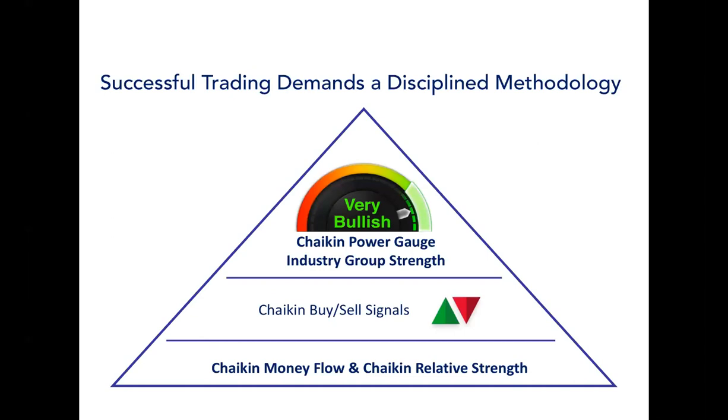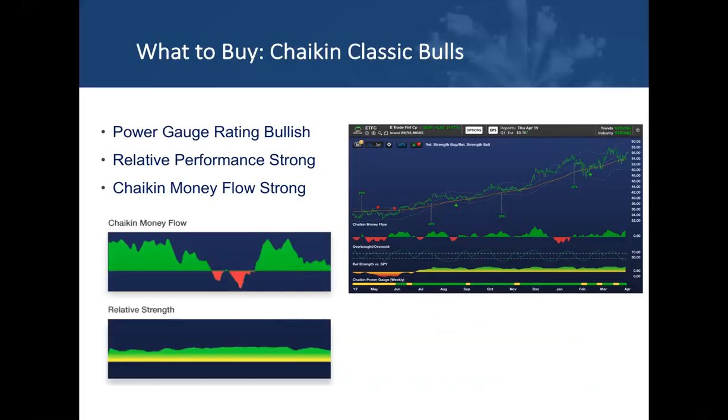At the bottom of the pyramid, just 2 technical indicators, Chaikin money flow, which many of you have told us you've been using for years, and Chaikin relative strength. And right in the middle, that sweet spot, Chaikin buy and sell signals to give you a timely entry point. So based on that, we've created 2 patterns that we think encapsulate what you need to get that directional edge.